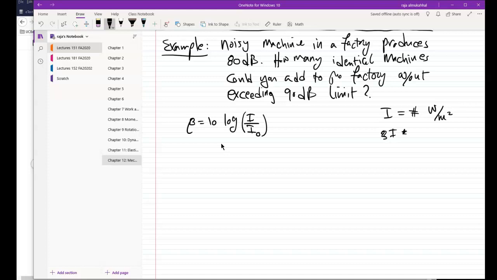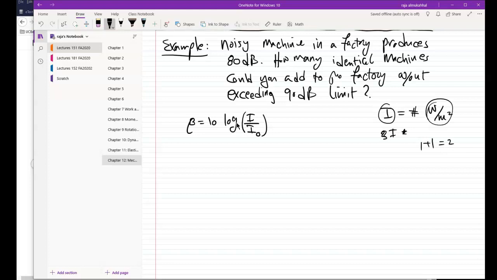So in other words, intensity I, in watts per meter squared, adds up: 1, 2, 3. You can add them up together. 1 plus 1 equals 2. You'll get that. Okay? But in terms of decibels, they cannot add up because these are on a logarithmic scale. You see what I'm saying? So how many machines? Well, the number of machines is going to be, let's call it n.